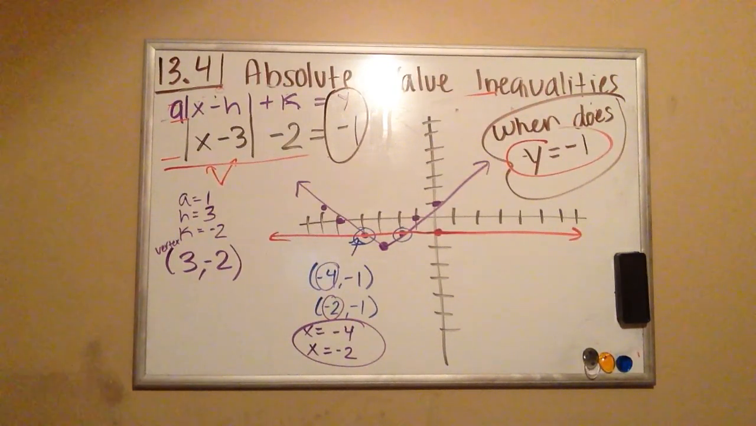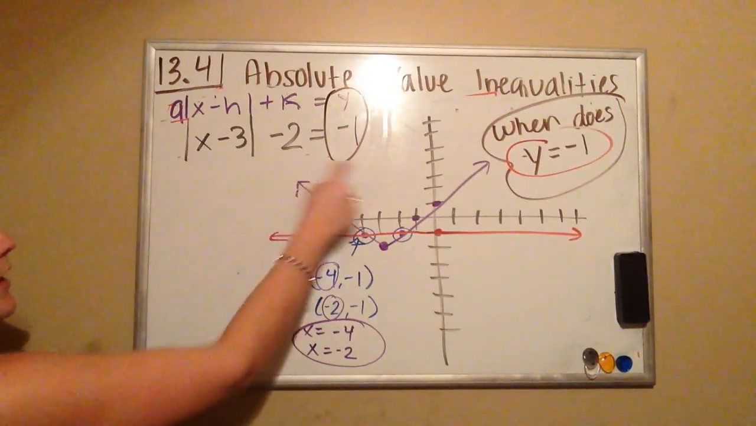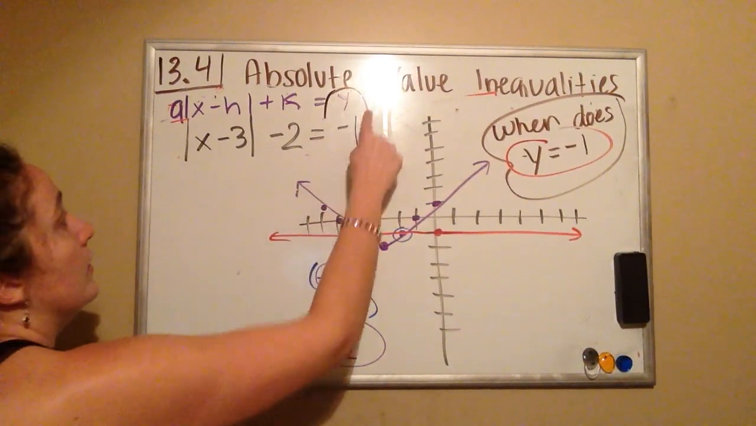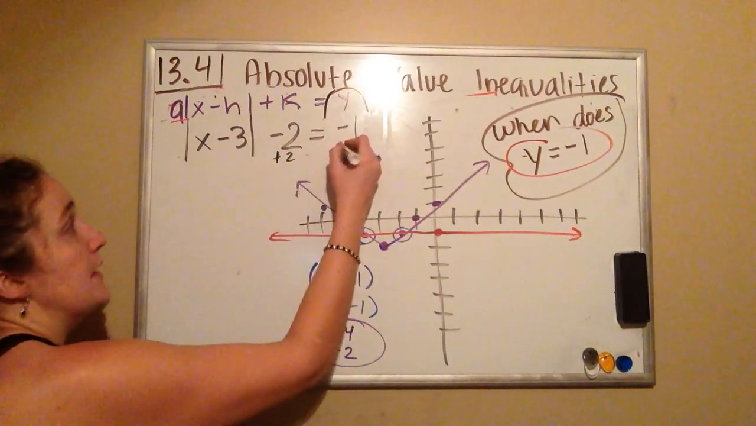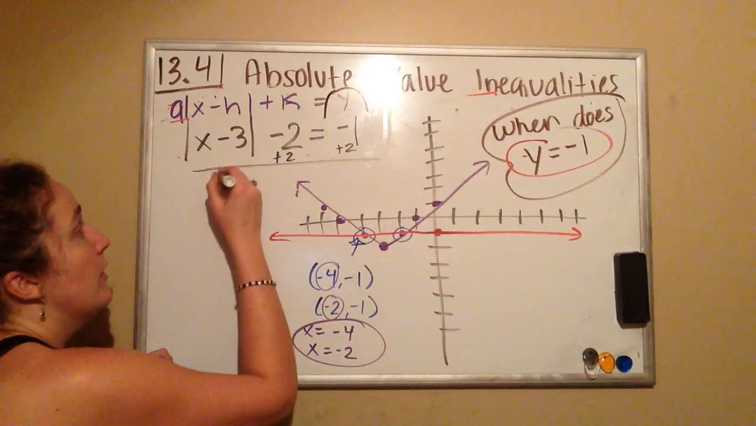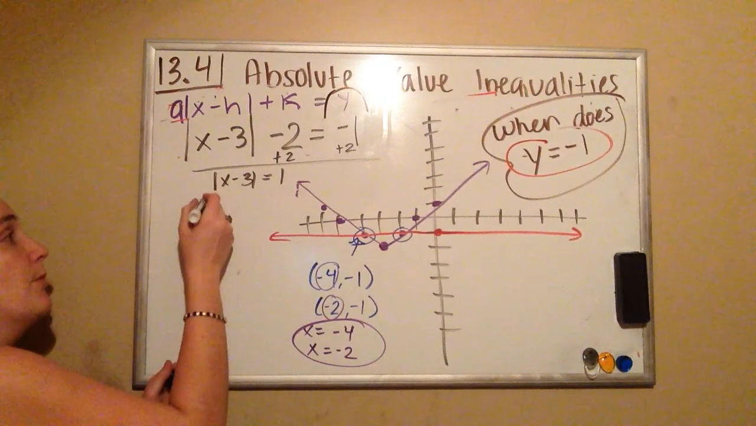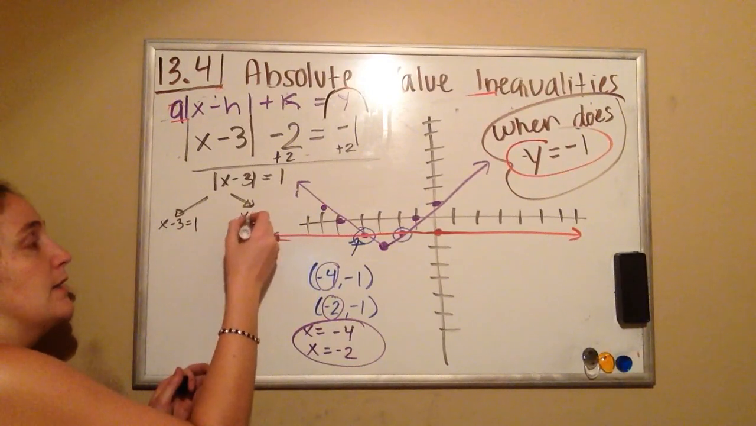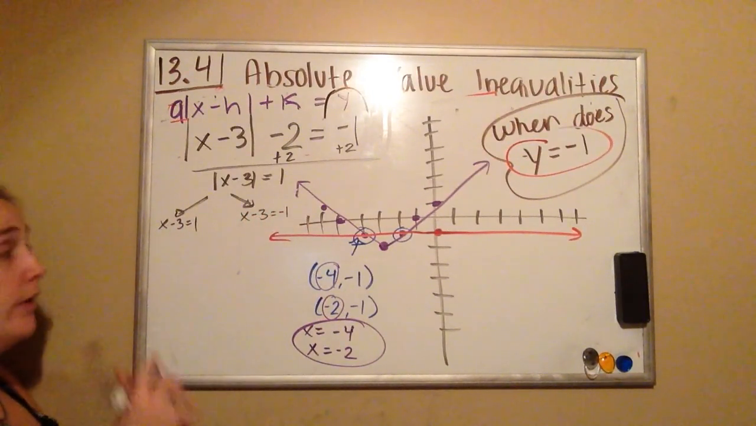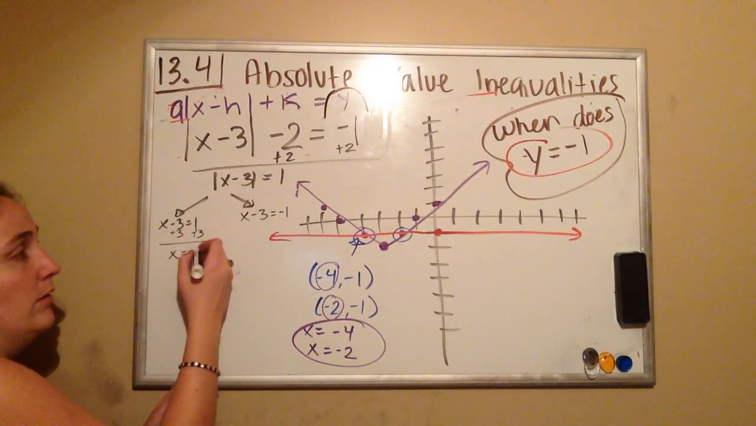Let's check our work to see that you guys actually believe me. So if we wanted to solve this, just like we've been doing, we would add 2 to both sides because we want to isolate the absolute value. Absolute value of x minus 3 equals 1. Then we break up into those two cases. x minus 3 equals 1, and x minus 3 equals -1. We add 3, we will get x equals 4.